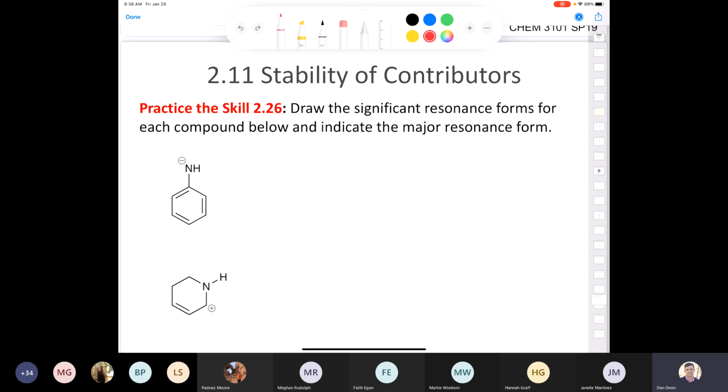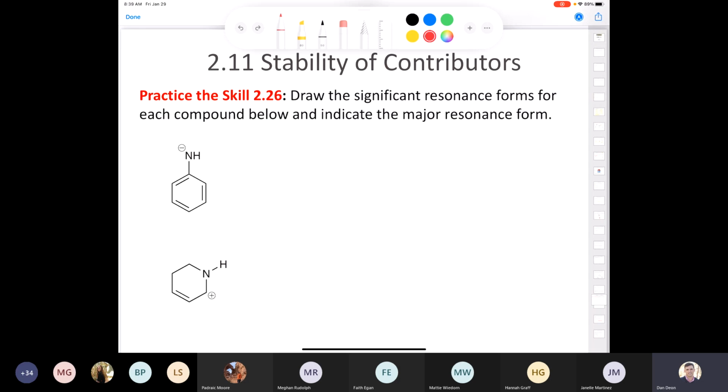Anyhow, let's take a look at some practice here. This comes from Practice the Skill 2.26. It says, draw the significant resonance forms for each compound below and indicate the major resonance form. All right, let's get going here.